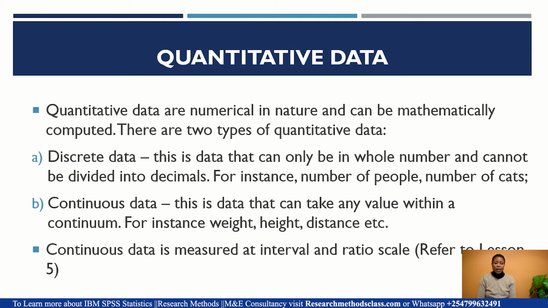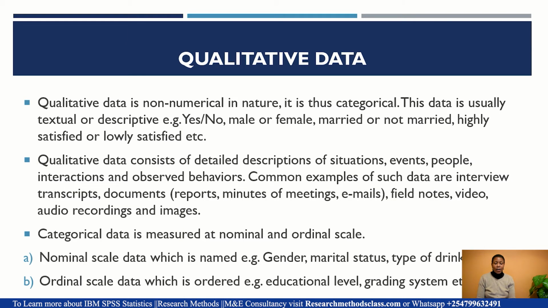But if you are to take your height, your weight, the distance, you can subdivide it into decimals. You can talk about the distance from point X to point Y is 16.576 kilometers. So data that can take any value within a continuum is called continuous quantitative data. This continuous data is measured at interval and ratio scale, which we discussed in lesson 5.